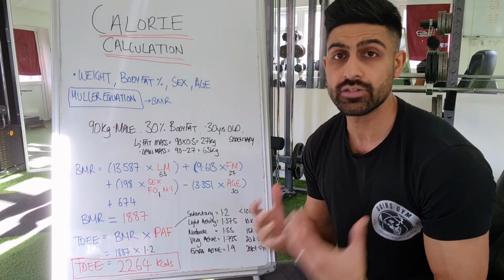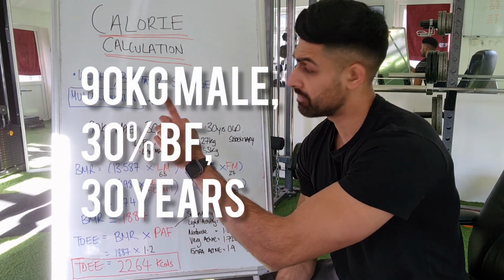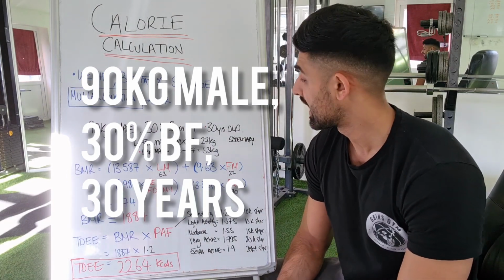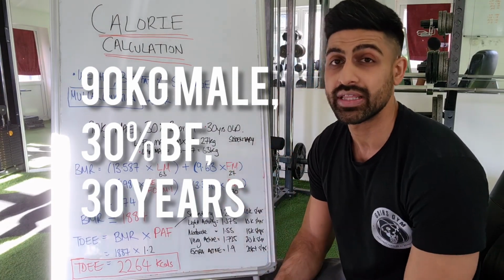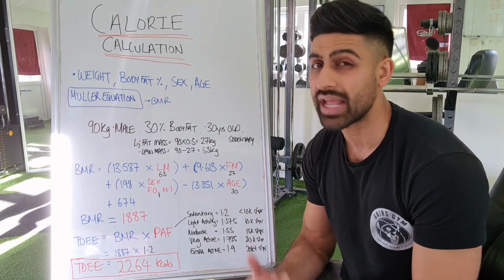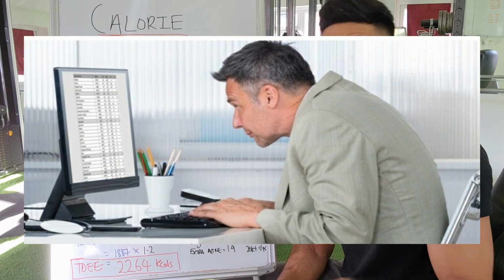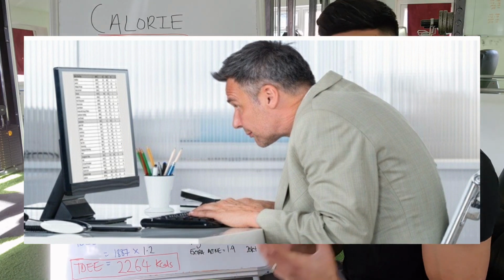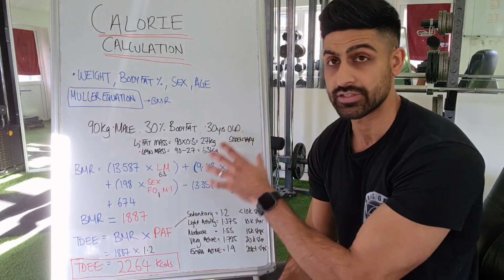So let's go with the example. We've got a 90 kg male who's 30% body fat, 30 years old, and is sedentary in their activity level. So they're not very active. Think someone with a desk job, 9 to 5, who doesn't really do that many steps. That is what we're going to go for in this example.